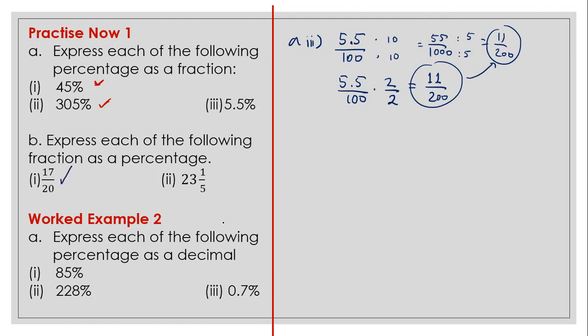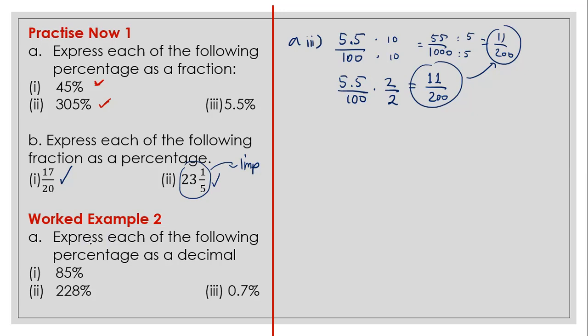I assume that you can do this, but you have to be very, very careful about this. This is a mixed number, right? 23 and 1 over 5 is a mixed number. So in order to solve it, you just have to change the mixed fraction into an improper fraction for the first step.